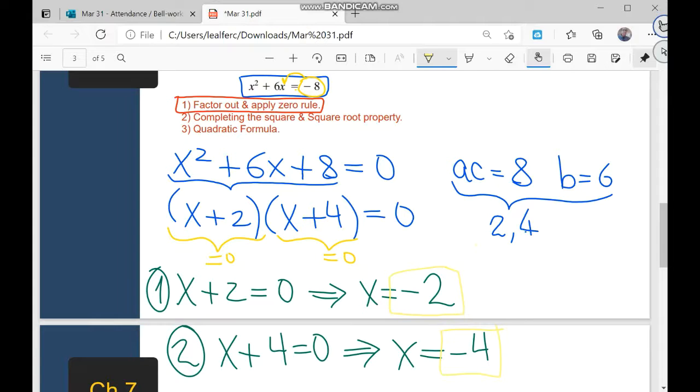And again, you send me the message. You select the method number 1. We could use method number 2. We could use method number 3. The answer at the end will be the same solution, no matter the method you apply.